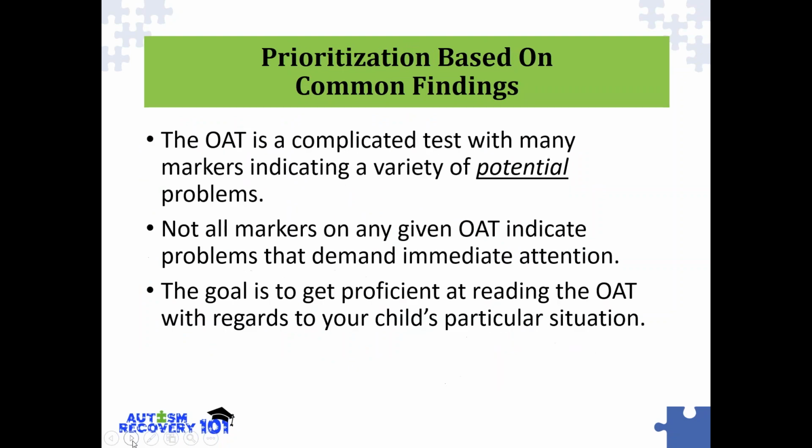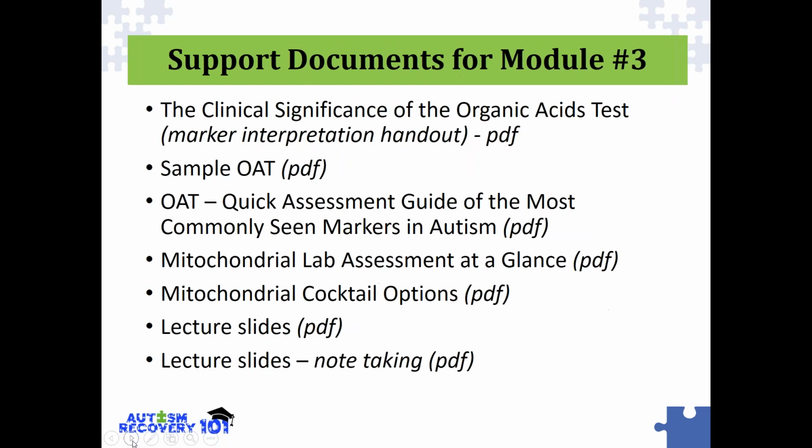Okay, so the prioritization based on any given organic acid test is to understand it is a complicated test, but many of the markers really just indicate a potential problem in certain areas. Not all of the markers on the OAT indicate a problem that demands immediate attention. In fact, some of the markers will correct when you deal with some of the bigger problems like yeast issues or bacterial problems, etc. So the goal really is for you as a parent or caregiver to become proficient at reading the OAT, really with regards to your child's particular situation.